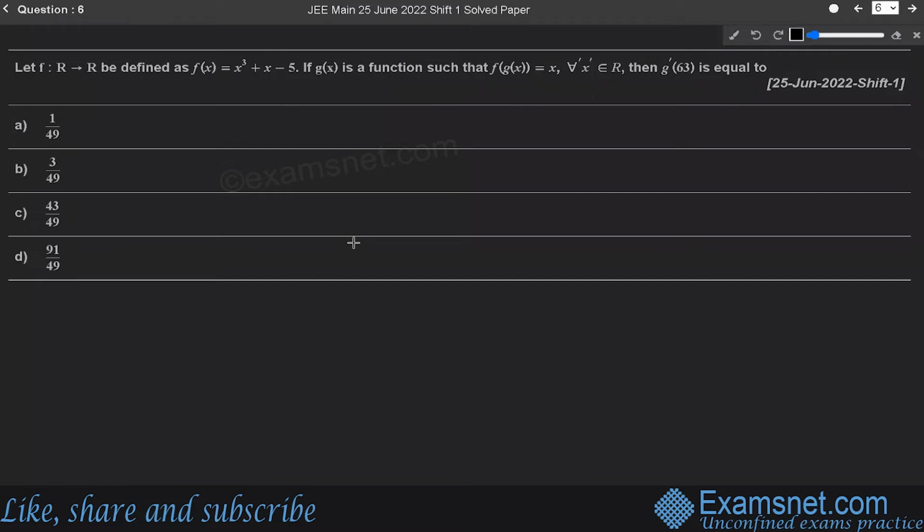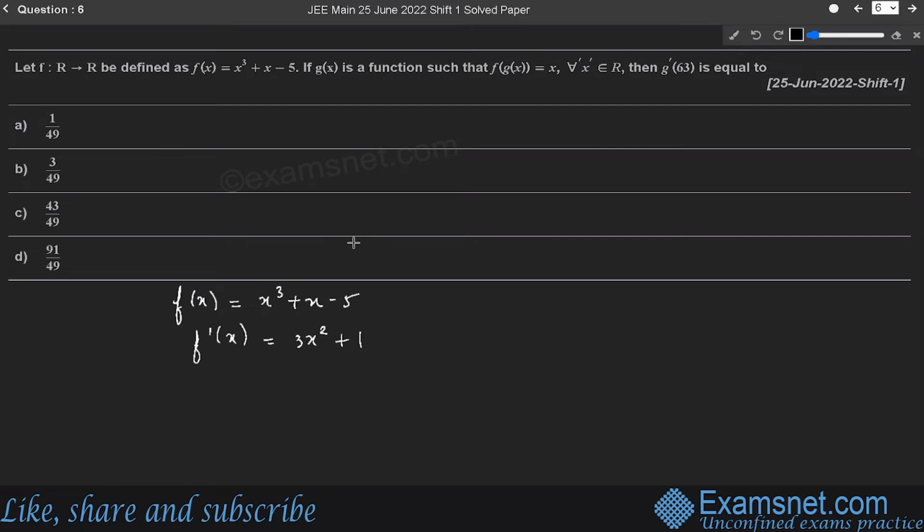Next question is, let f from R to R be defined as f of x is equal to x cube plus x minus 5. If g of x is a function such that f of g of x is equal to x, where x belongs to R, then g dash of 63 is equal to. So we have to find its value. It is given that f of x is equal to x cube plus x minus 5. So f dash x will be equal to 3x square plus 1.